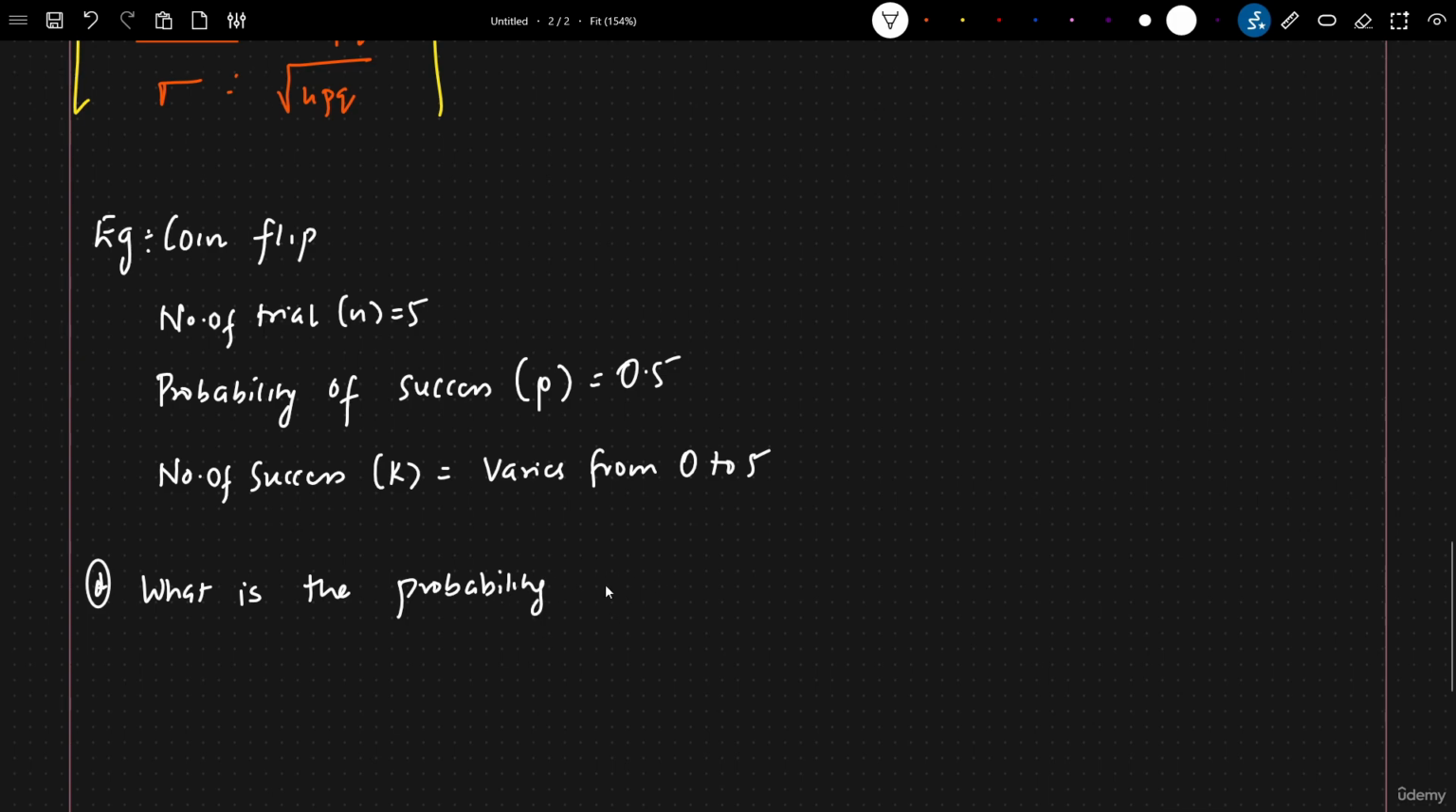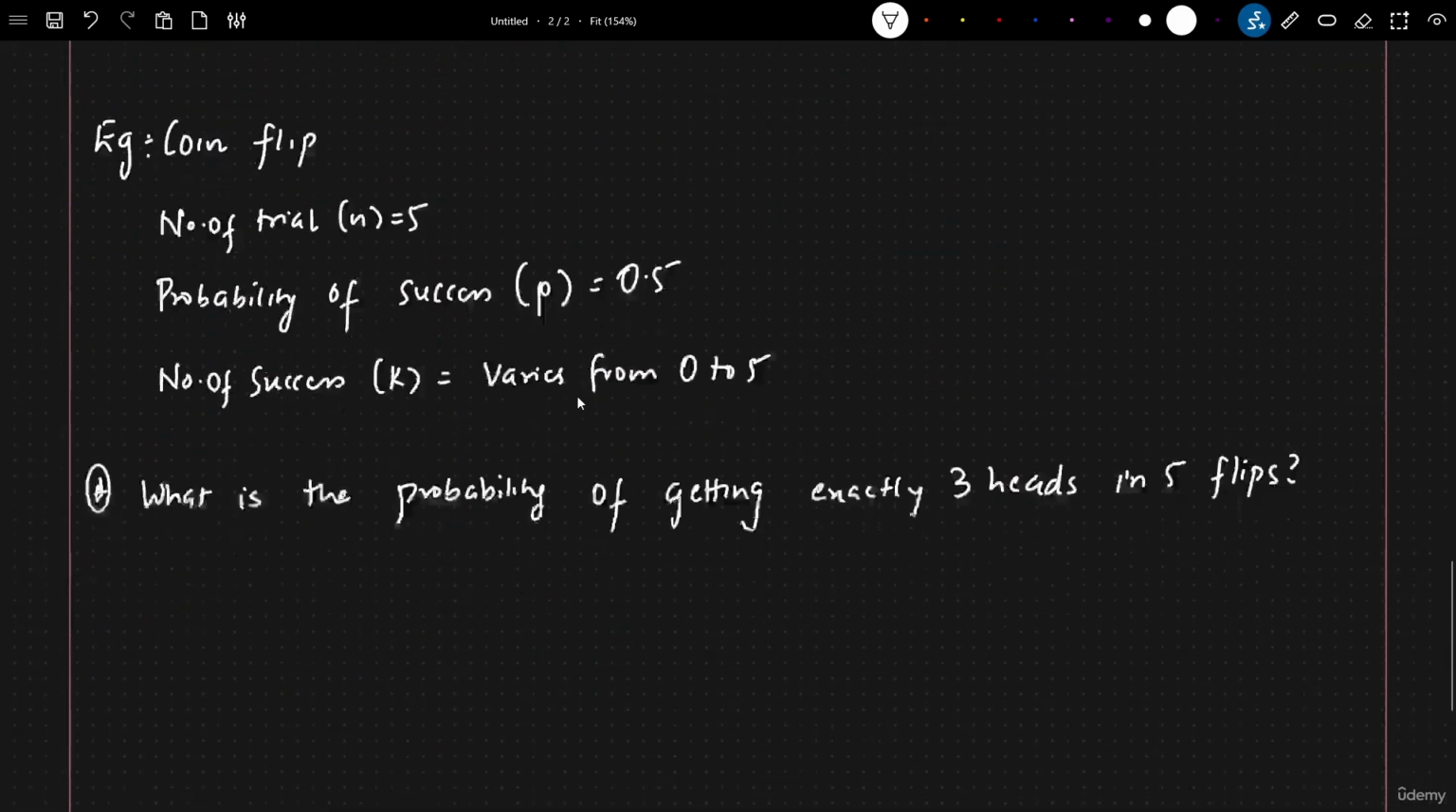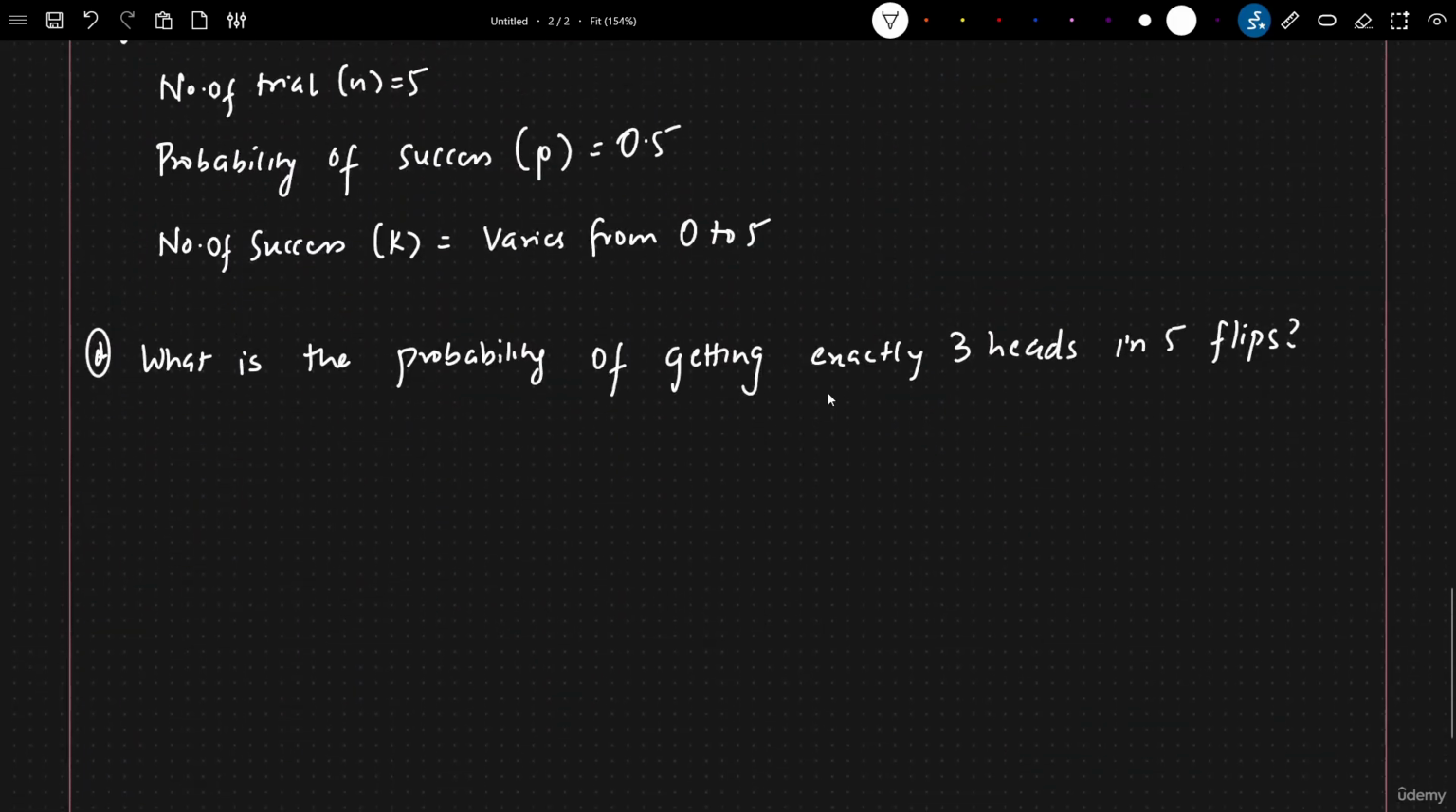What is the probability of getting exactly 3 heads in 5 flips? Now, please observe this. Now you'll be able to understand what exactly all these parameters meant. Okay. What is the probability of getting exactly 3 heads in 5 flips?